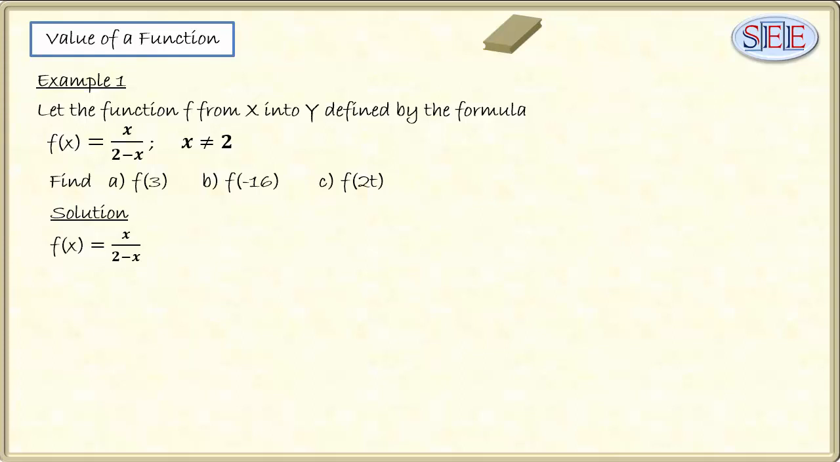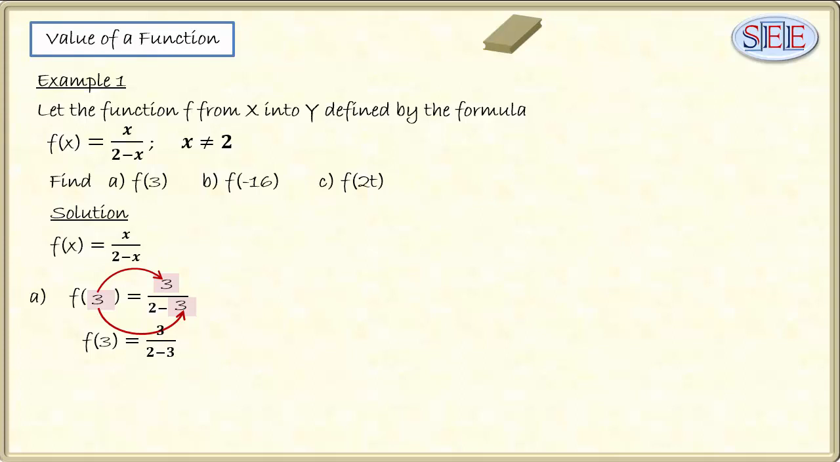Now let's answer question A. That is f of 3, the value of the function at x equals 3. So where we have x in the formula for the function, we replace that x by the box. So I can have f of 3 equals the box all over 2 minus the box. Inside each box, what I'll simply do is to put 3 there. So I'll have f of 3 equals 3 all over 2 minus 3. You can see number 3 is put inside each of the boxes.